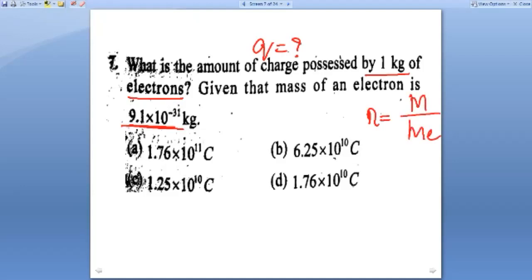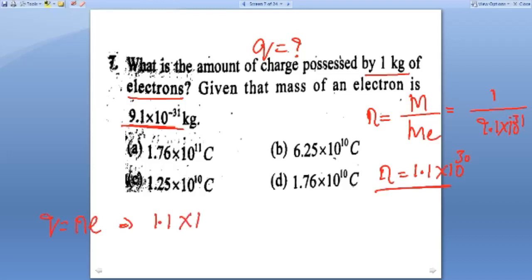Okay, so the charge possessed by 1 kg is equal to 1 divided by the mass of an electron, 9.1 into 10 to the power of minus 31. So the N value is equal to 1.1 into 10 to the power of 30. The formula for charge is Q is equal to N into E. So the N value is 1.1 into 10 to the power of 30, and the E value is 1.6 into 10 to the power of minus 19.